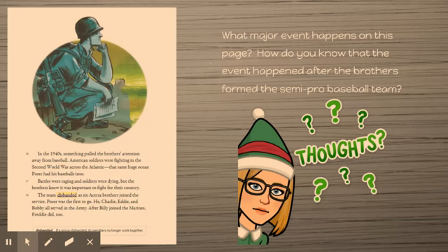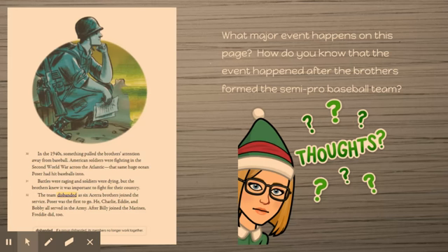The team disbanded as 6 Sarah brothers joined the service. Poser was the first to go. He, Charlie, Eddie, and Bobby all served in the Army. After Billy joined the Marines, Freddie did too.